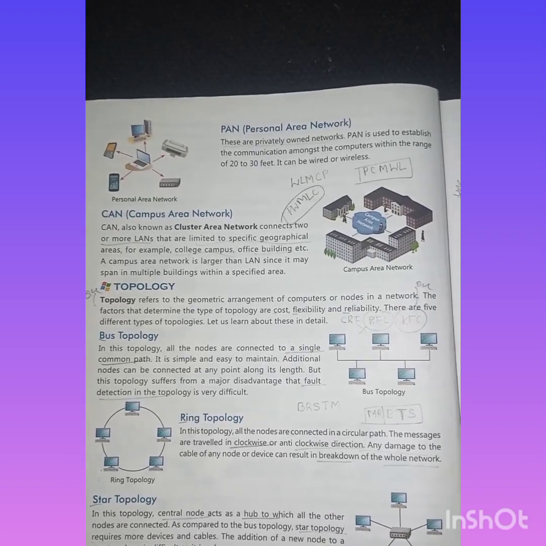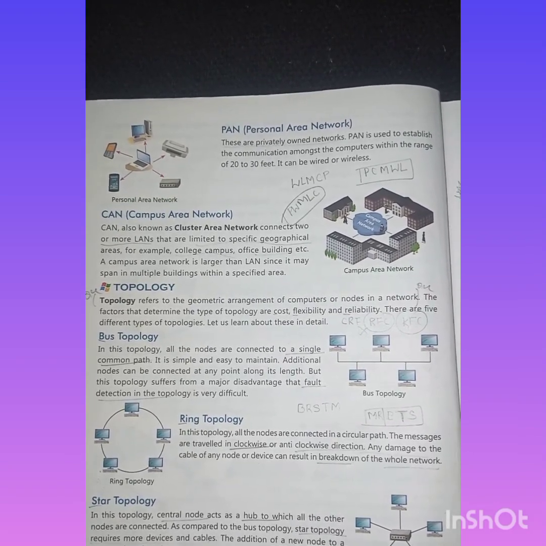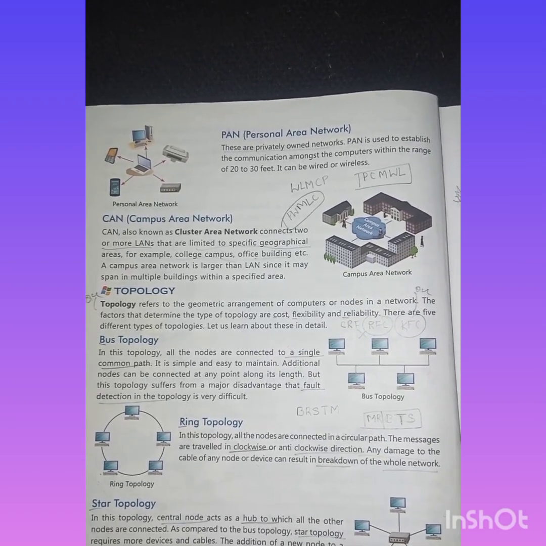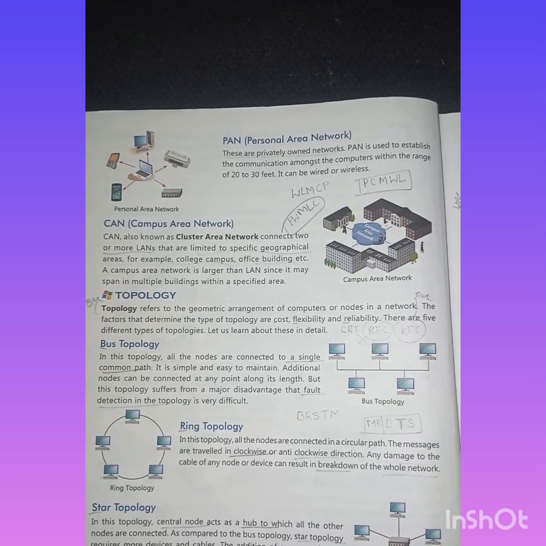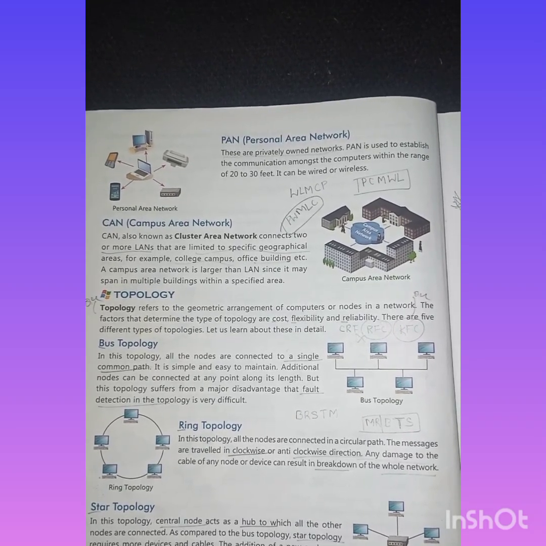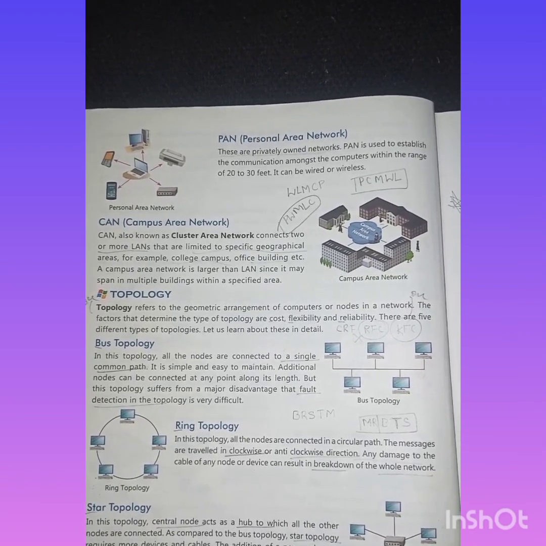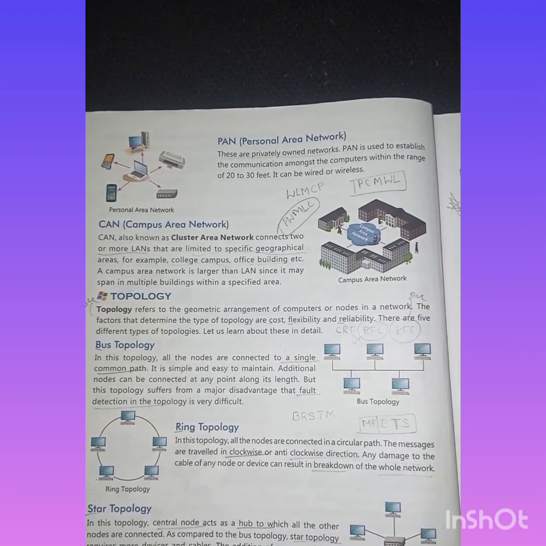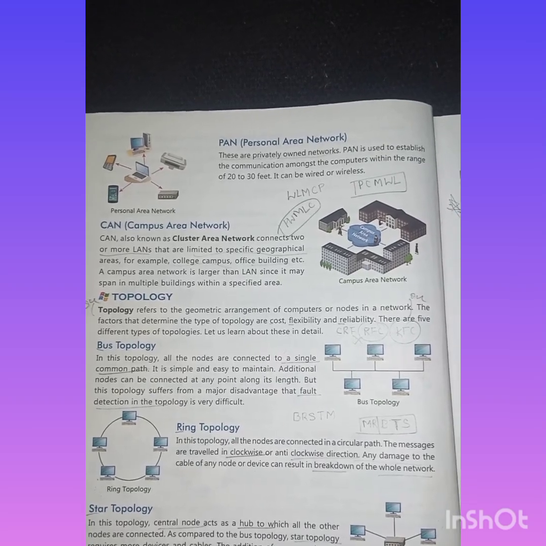PWMLC. Topology. What exactly is topology? Topology is nothing but the geometrical arrangement of computers or nodes in a network. The factors that determine the types of topology are cost, flexibility, reliability.